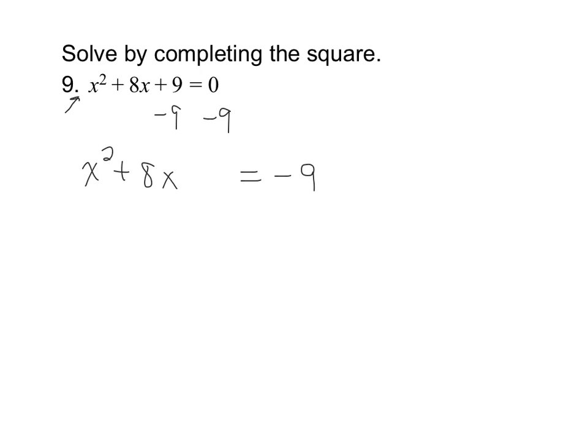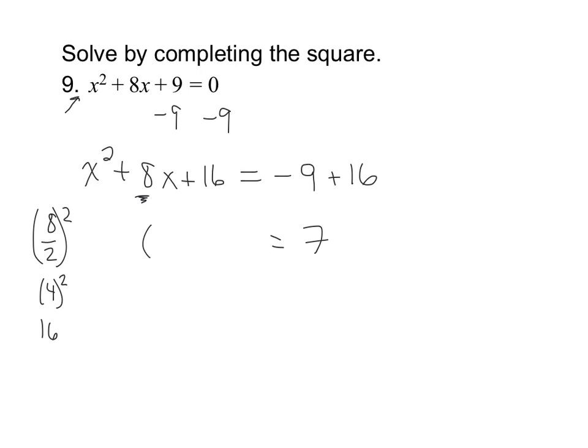So I move the 9 to the other side. Now I'll take half of this, which is 4. 4 squared, which is 16. So I'll add 16 to both sides. And again, I took the 8, which is the middle term, cut it in half, and squared it. 8 divided by 2 was 4. 4 squared was 16. So on the right side, I just have 7.